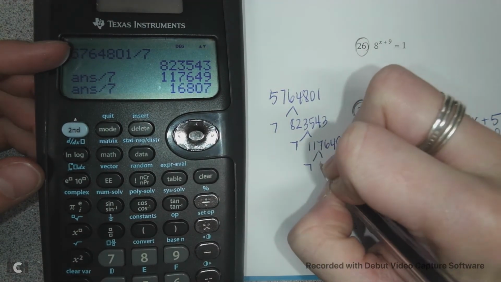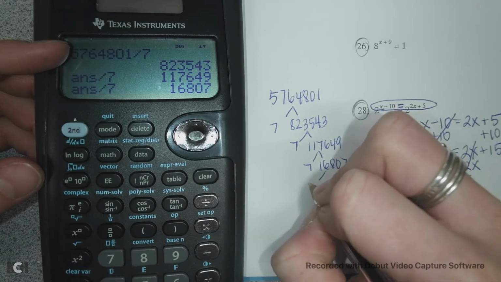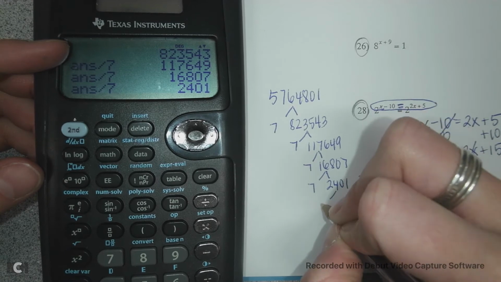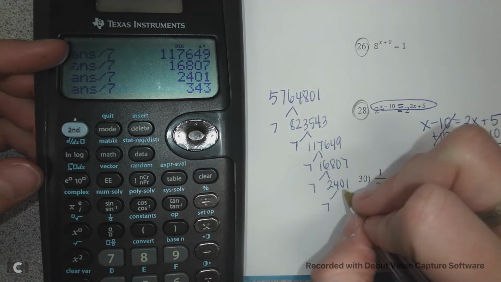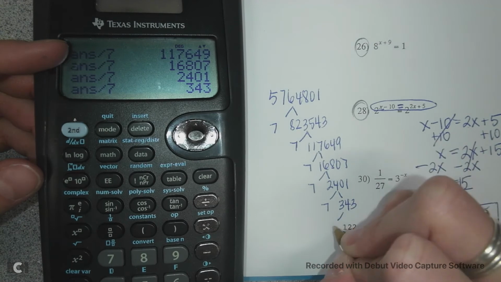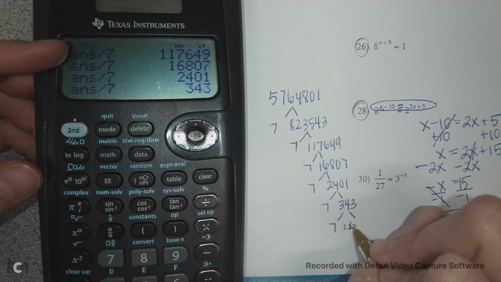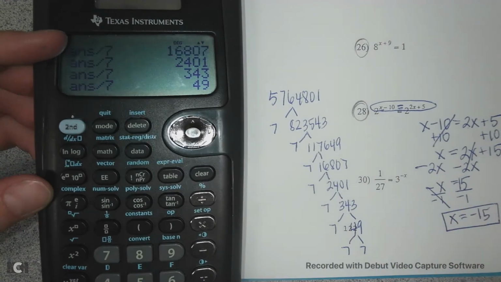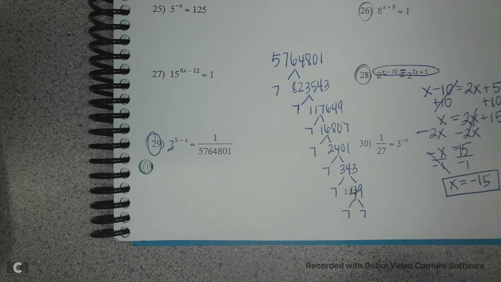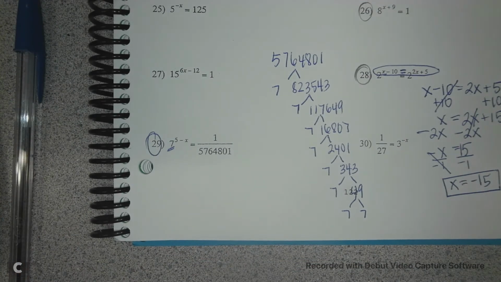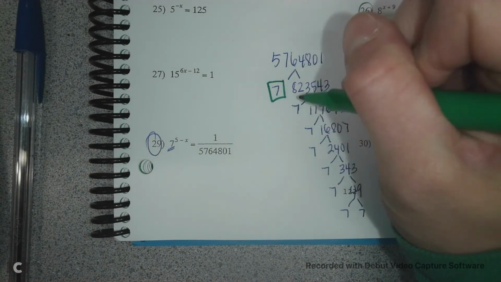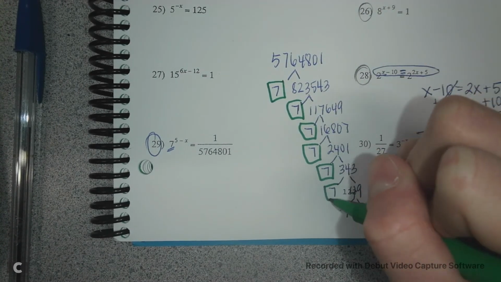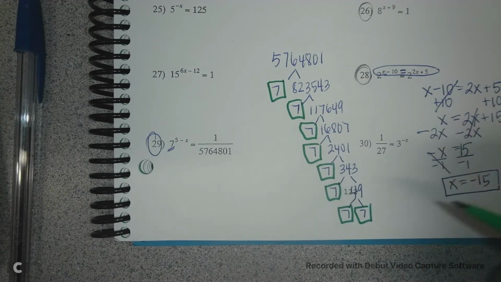And I get 1, 6, 8, 0, 7. We're going to keep going by 7. 2, 4, 0, 1. Oh, 7 again. Keep going. 343, we're almost there. 7 times 7 is 49. I'm just going to show you. And then 7 and 7. Yay! Love it. Look at that factor tree. Okay, and then we're going to count our leaves. We got 1, 2, 3, 4, 5, 6, 7, 8.